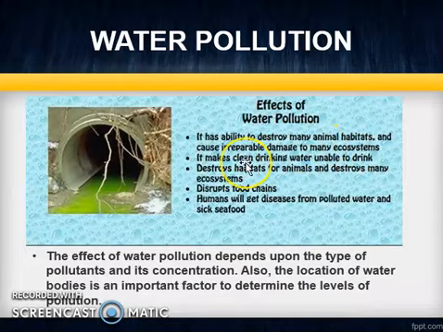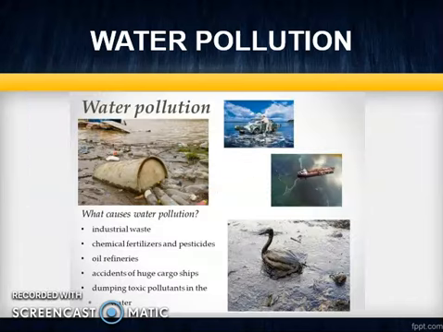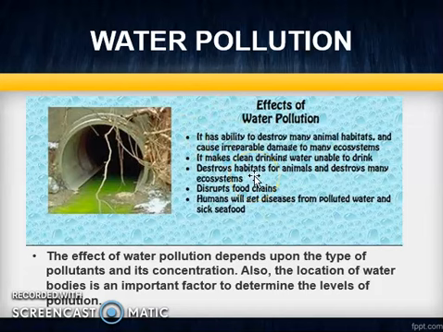Next slide, we continue the discussion of water pollution, but in this slide we want to discuss its effects. The first one, it has the ability to destroy many animal habitats and cause irreparable damage to many ecosystems. It makes clean drinking water undrinkable, destroys habitats for animals and many ecosystems, and disturbs the food chain. Humans will get diseases from polluted water and sick seafood. This is the effect of water pollution, whereby it can affect our environment and human health as well.